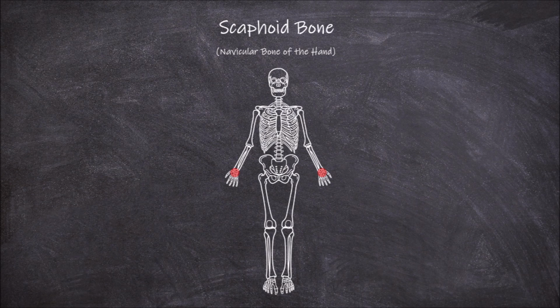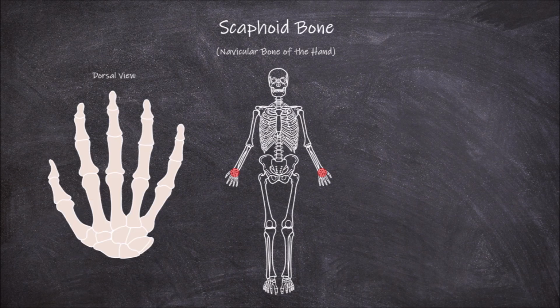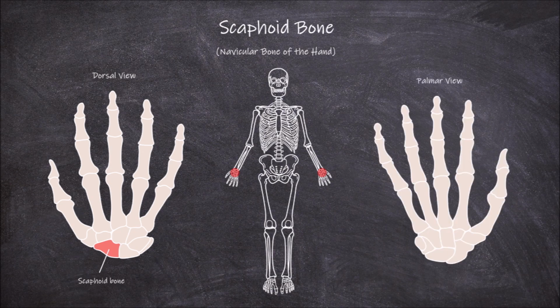If we look more closely at the dorsal view of the right hand, which is the back of the hand, we can see highlighted in red the scaphoid bone amongst the other wrist bones. If we look at the palmar view, we can again see highlighted in red the scaphoid bone.